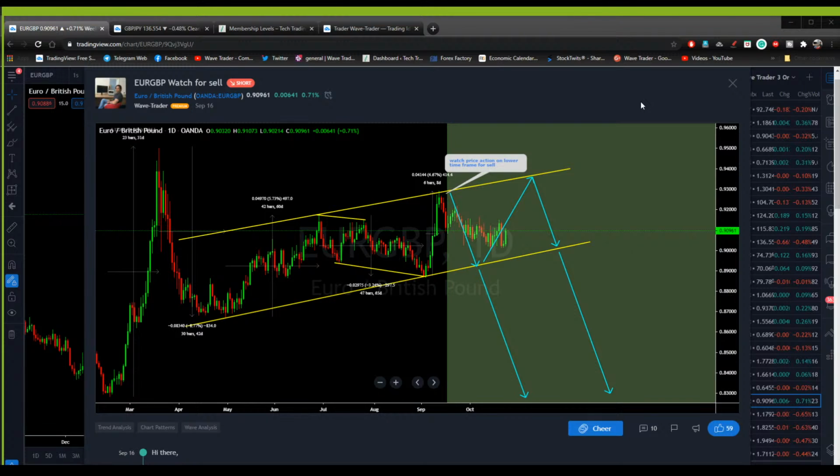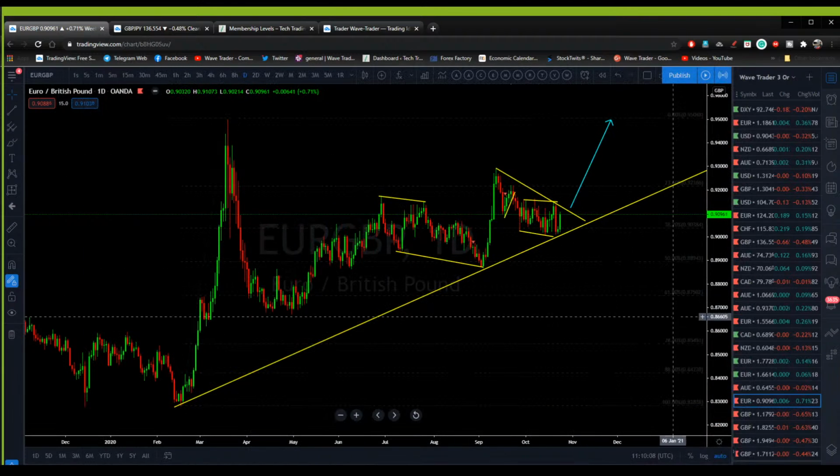The pound can get weaker, even after a positive outcome of that trade deal. So we can see another leg higher on the euro pound. It can go all the way back to that top. So if I'm gonna, there you go.